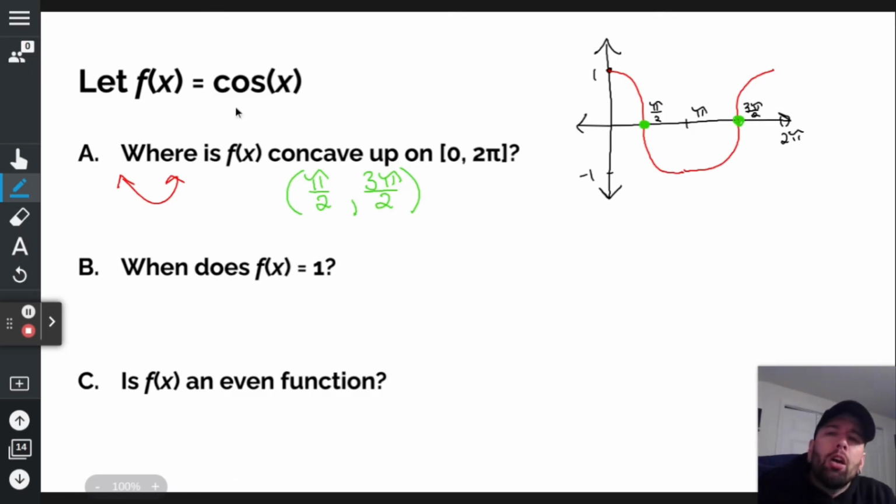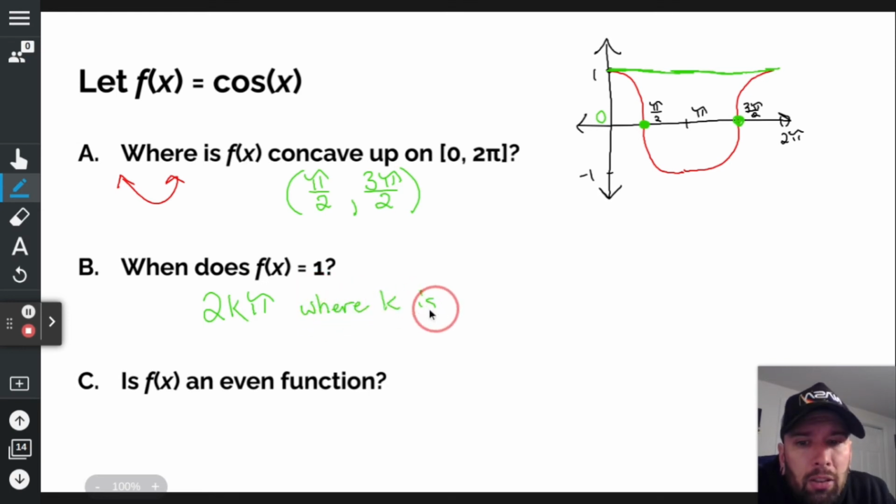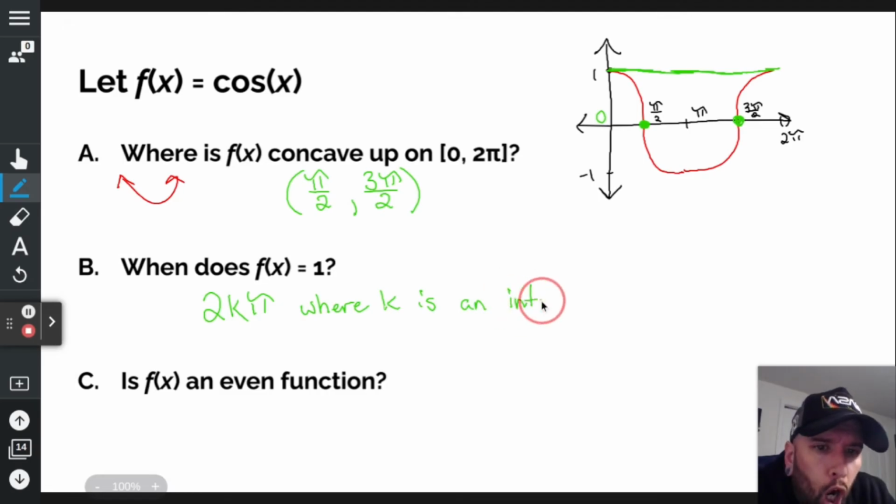When does f of x cos x equal 1? I'm not given an interval. This is a periodic function, which means it hits 1 at 0. It hits 1 at 2 pi. So it'll hit 1 at 4 pi and 6 pi. And if I go backwards, negative 2 pi. So basically, every 2 pi is when it hits 1. So we will say 2k pi, where k is an integer.